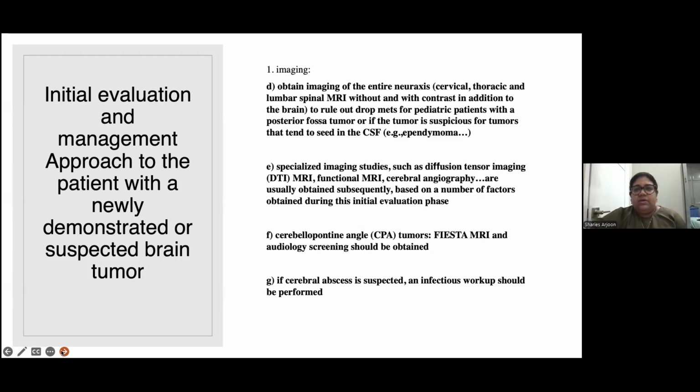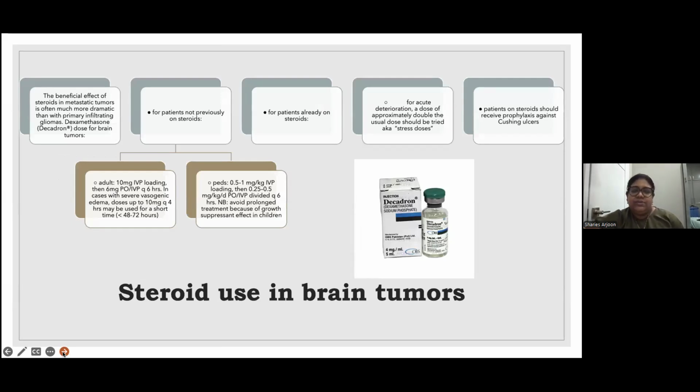We also obtain imaging of the entire neuroaxis, that is the spine, with and without contrast, in addition to the brain, to rule out drop mets for pediatric patients, as we mentioned before. Specialized imaging such as diffusion tensor imaging or DTI, functional MRI, and cerebral angiography are usually obtained subsequently, based on a number of factors from the initial evaluation phase. For CP angle tumors, FIESTA MRI and audiology screening should be obtained, and if cerebral abscess is suspected, an infectious workup should be performed.